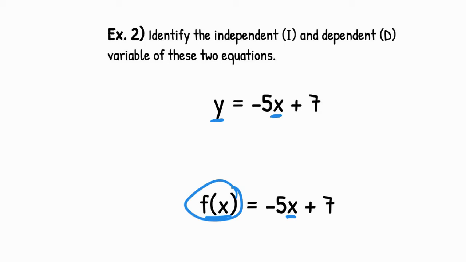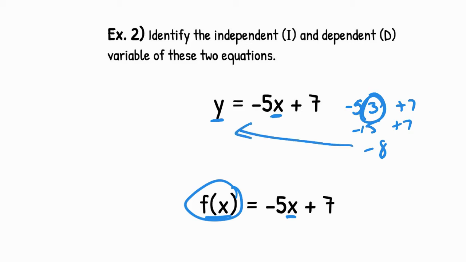And in each of these cases, this would be a much easier problem to think about if we take a number and just plug it in for x. Negative 5 times 3 is negative 15. Negative 15 plus 7 is negative 8. It's much easier to put a number in for x and then determine the y, because the independent determines the dependent.